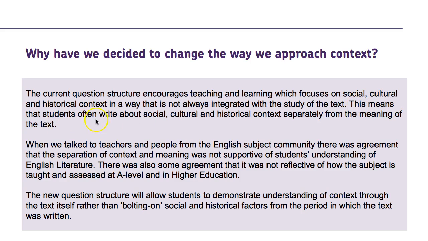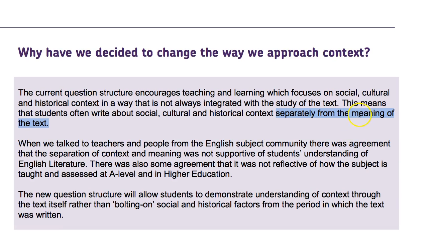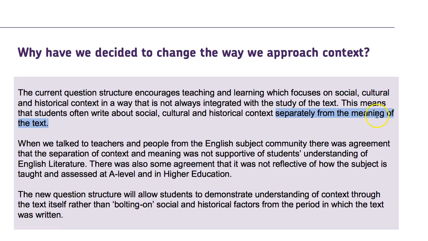This means that students often write about social, cultural, and historical context separately from the meaning of the text. So that's what the examiners want you to stop doing. They don't want context to be a separate thing from the meaning. In other words, when you're discussing the meaning of the text, you bring context in then. Context works like an embedded quotation, another bit of evidence that helps you come to the meaning of the text.